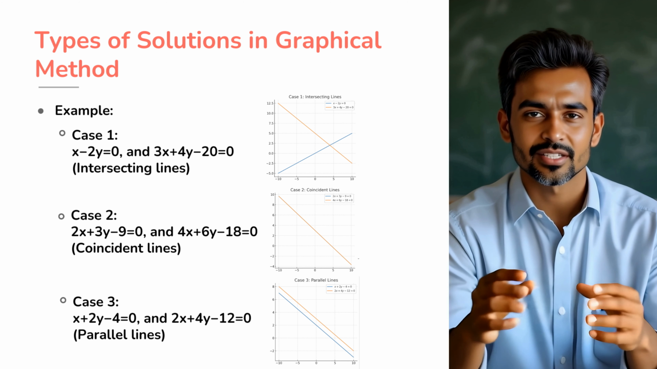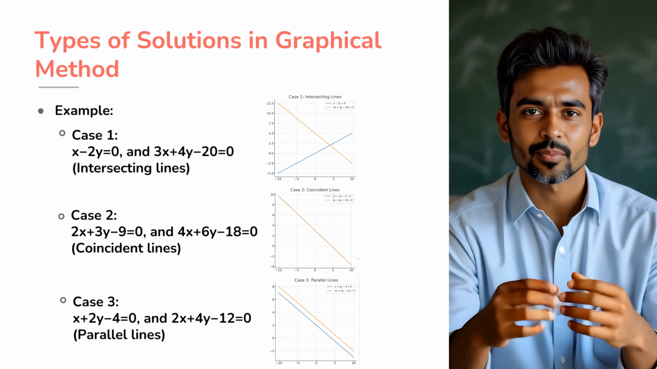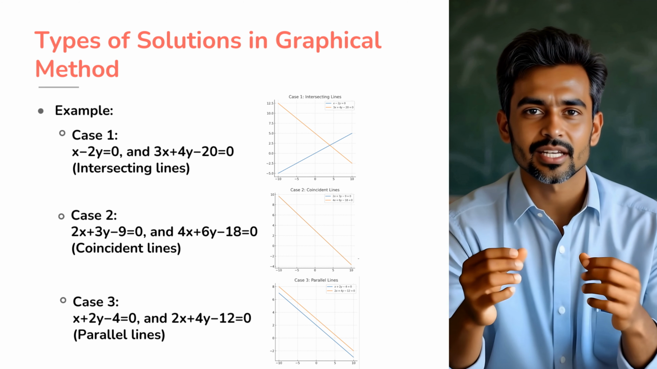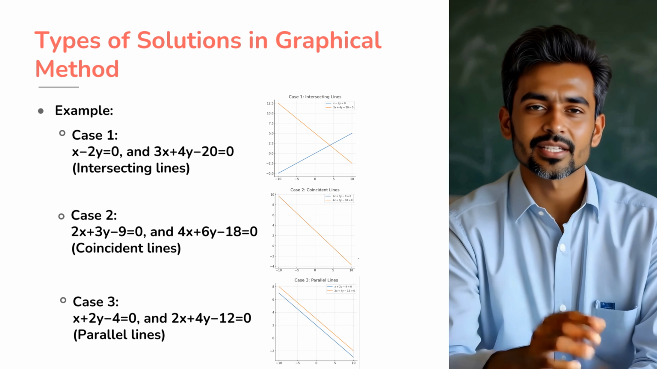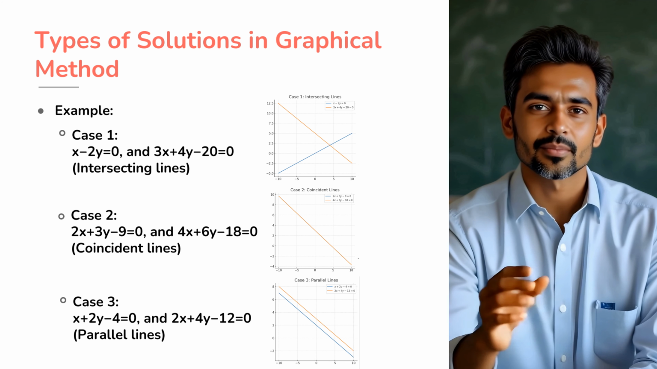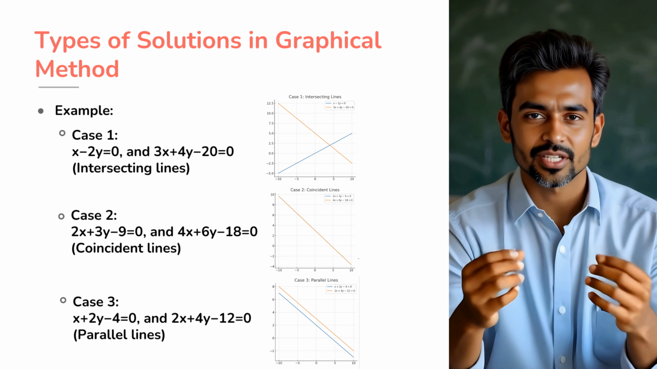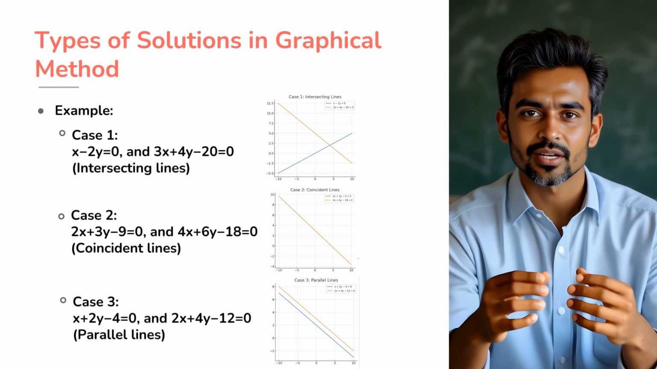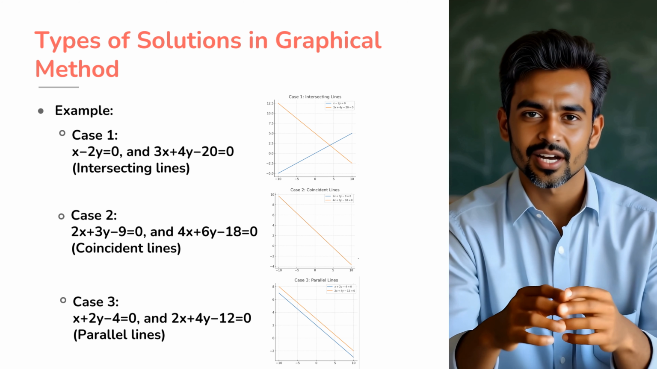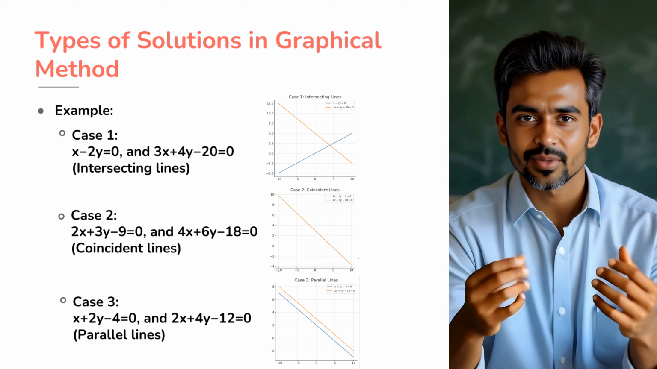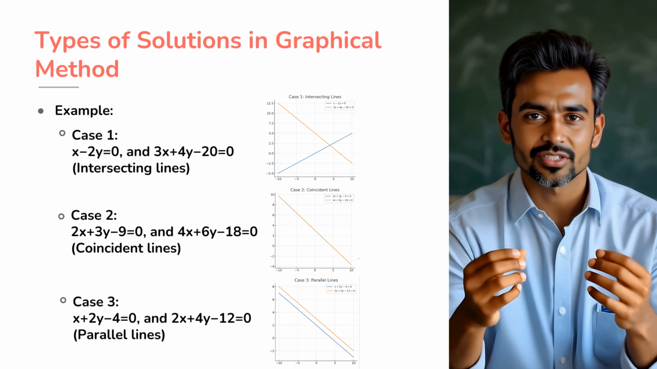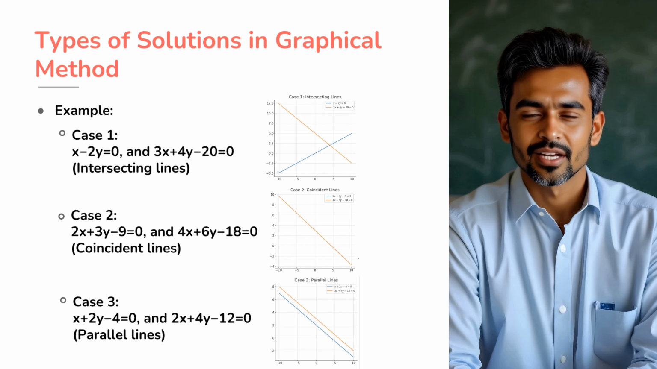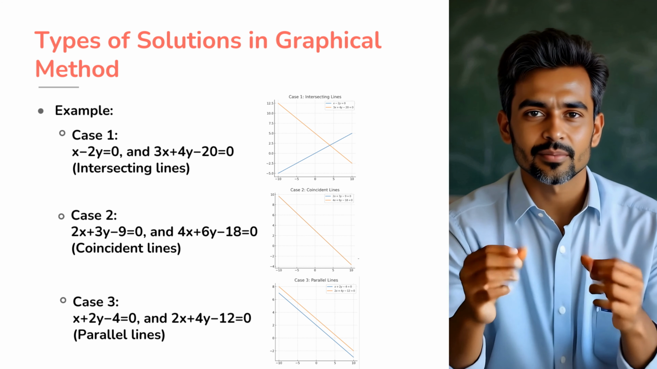For example, consider the equations 1, x minus 2y equals 0, and 2, 3x plus 4y minus 20 equals 0. In this case, the lines intersect at a single point. So, this system has a unique solution. Now, let's see another example. 1, 2x plus 3y minus 9 equals 0, and 2, 4x plus 6y minus 18 equals 0. Here, the lines are actually the same, meaning they coincide, giving us infinitely many solutions.